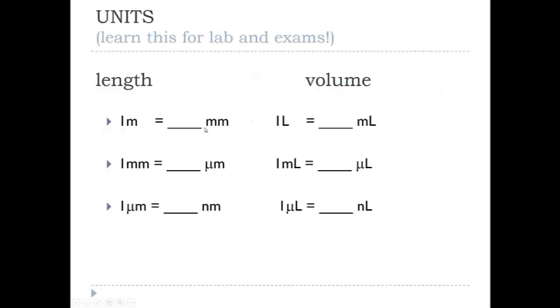These units of length, you should memorize both the units of length and the units of volume, which similarly have the relationship of 1,000-fold less. 1 milliliter is 1,000-fold more than a microliter, which is 1,000-fold more than a nanoliter.